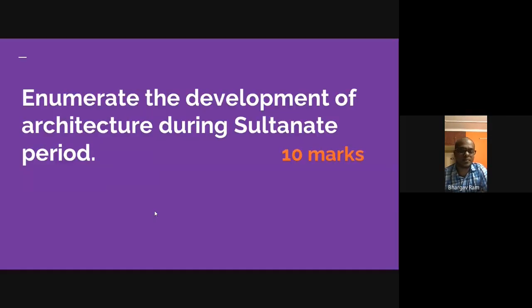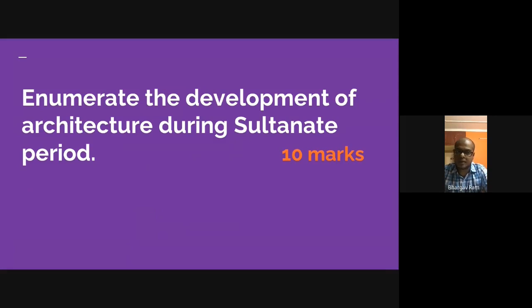I need the previous slide. Enumerate the development of architecture. Only when you start writing will you come to know these things. Deepika has written the answer, and that's how we usually present an answer for this question, and we tend to miss that word, enumerate the development. What the question is demanding is the development of architecture. It's not asking to enumerate the architectural styles during the Sultanate period. That is how you will go to the next level of presenting your answer.